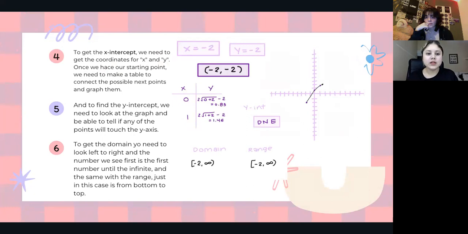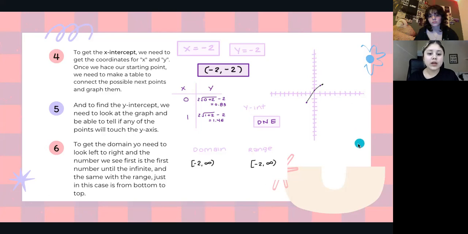And then to get the x-intercept, we need to get the coordinates for x and y. And we have x is equal to -2 and y is equal to -2. And once we have our starting point, we need to make the table to connect the possible next points and graph them. So we have x could be 0 or 1, and we have to replace it in the whole expressions for y, so that way we can know where we're going to be plotting the points.